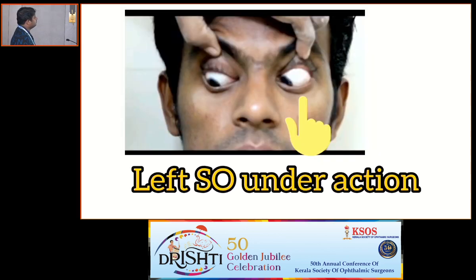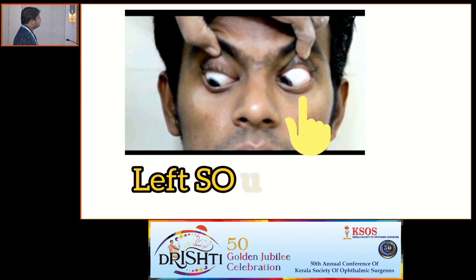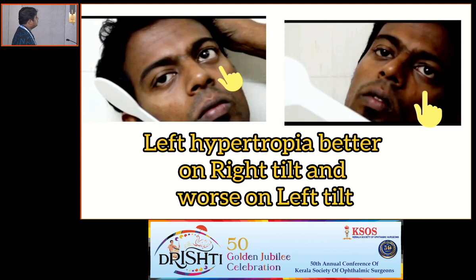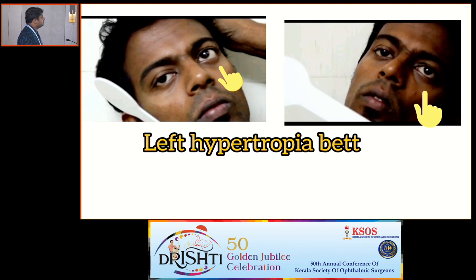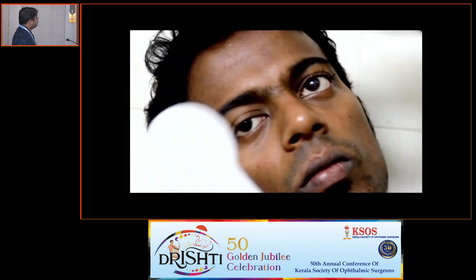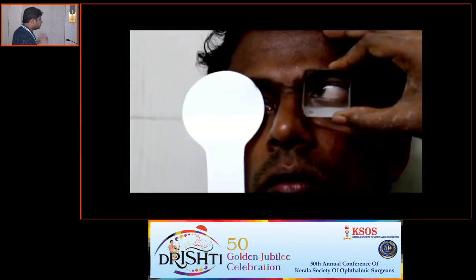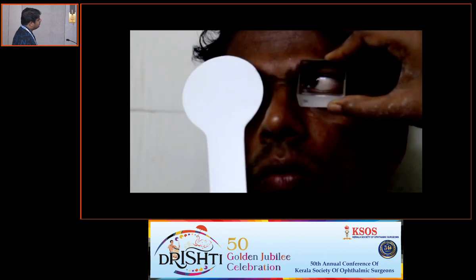There is significant superior oblique underaction in the left eye. On head tilt to the right, the hypertropia decreases, and on head tilt to the left, the hypertropia increases. Hence, the patient adopts a right head tilt. In isolated superior oblique palsy, hypertropia gets better on opposite head tilt and gets worse on opposite gaze.